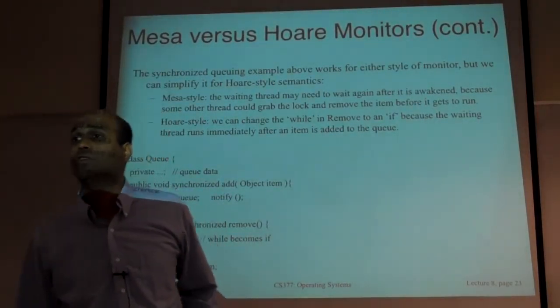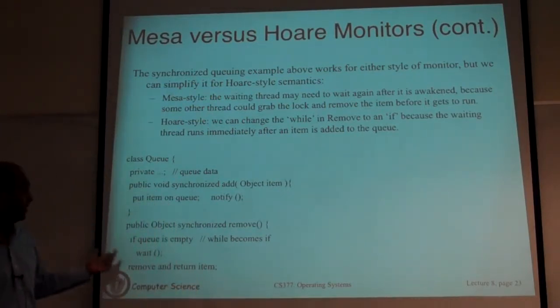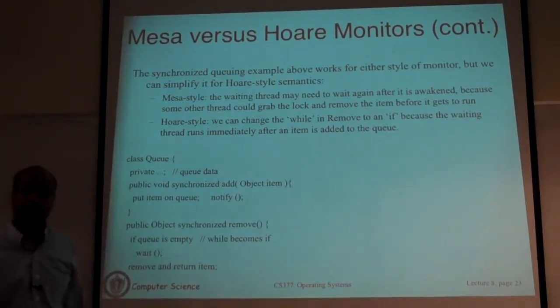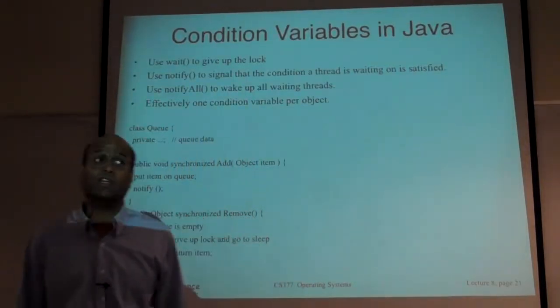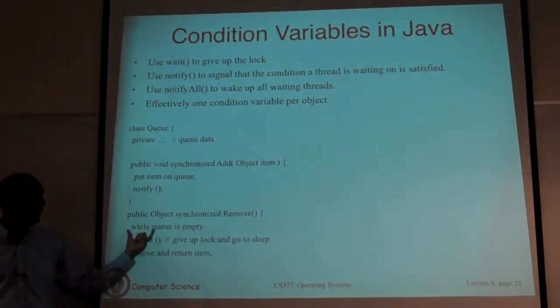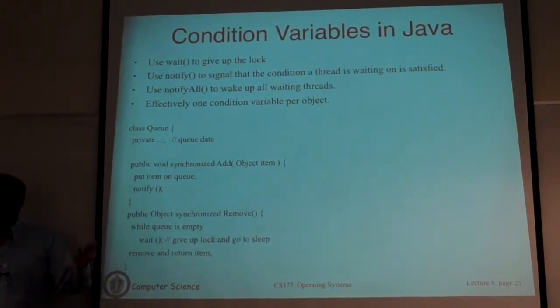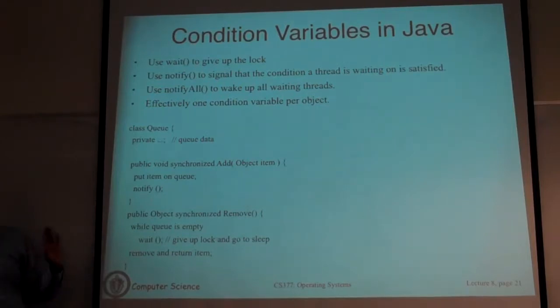So now how is this different from a Mesa-style monitor? The code is very similar, there's just one minor change. That's the code I showed you last time. You'll see that there we had a while. In a Hoare-style monitor you have an if. So you have to ask the question why.